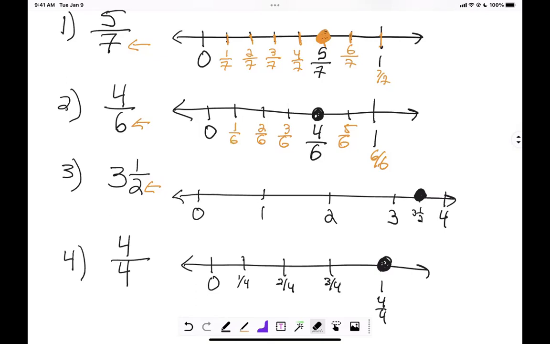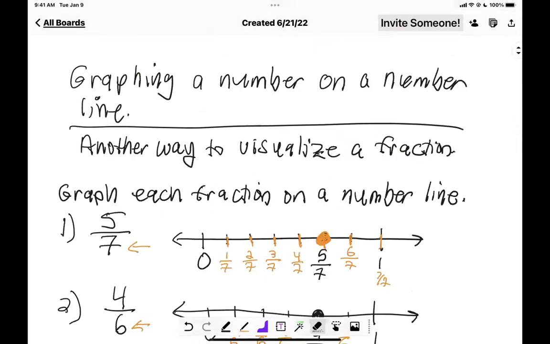Yeah, weird. Okay, so now we get into the big part. How do we simplify fractions? Okay, so let me add a page.